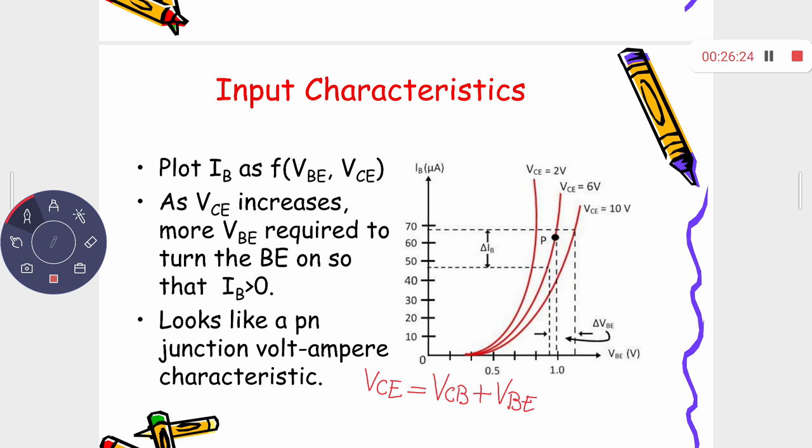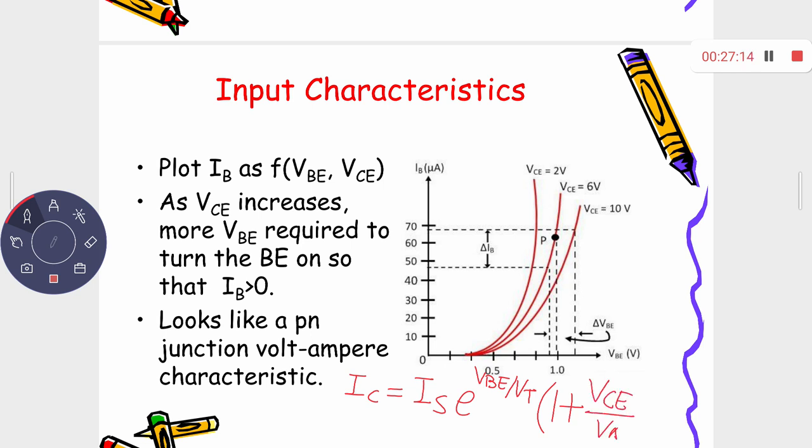So for a given VBE, if your collector terminal voltage increases, that means the collector current increases, right? And that relationship is a linear one. So this collector current IC, you have seen IC is equal to IS e to the power VBE by VT as of now. And remember, if VCE is more, then you have less recombination, more collector current, and that relationship is linear. An additional component 1 plus VCE by VA, which is called the early voltage VA, typically negative and very large, say minus 100 volt, minus 200 volt.